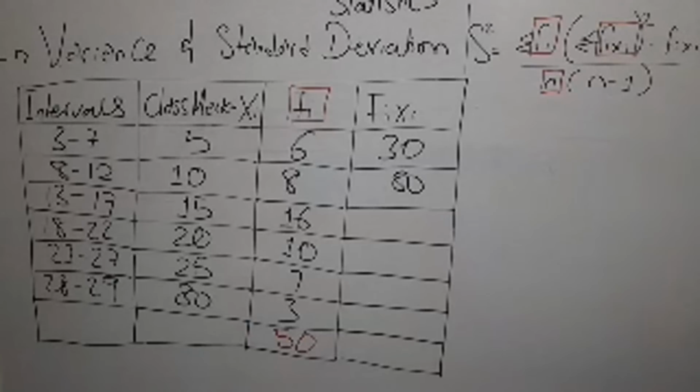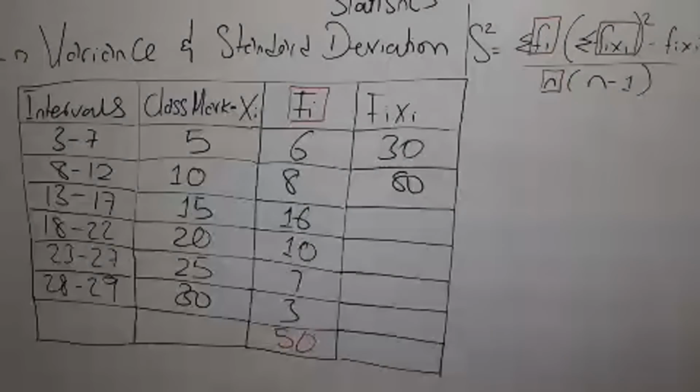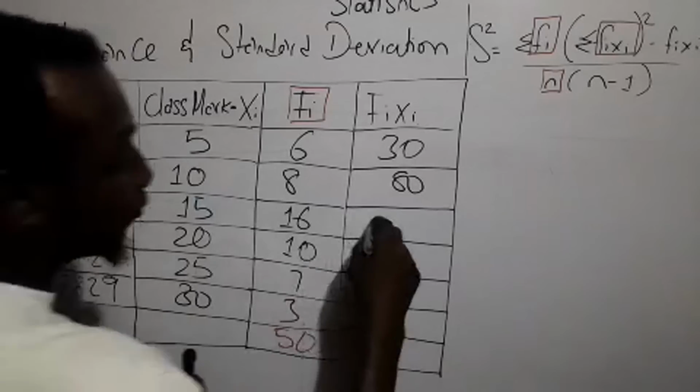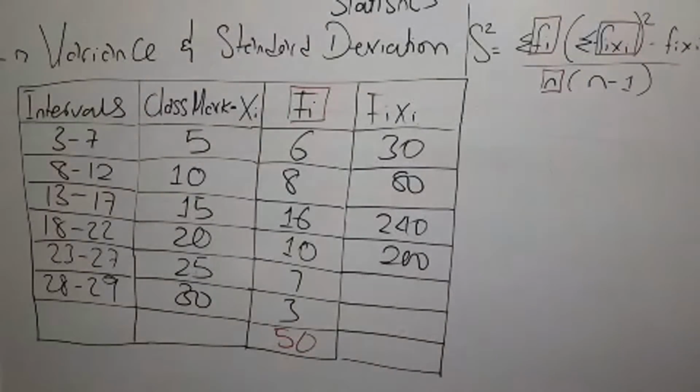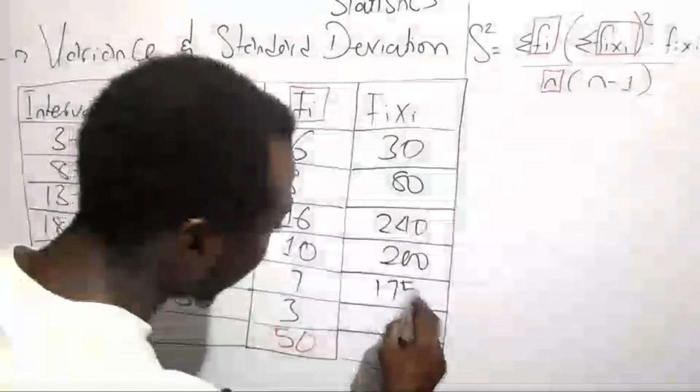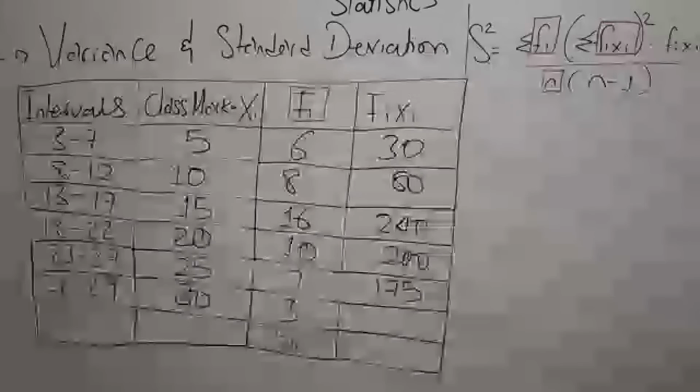Wonderful. So after 80, I have 240, I have 200. Wonderful. Then the next one is what? Wonderful. Yes. 175. Awesome. Then the next one will be, wonderful.